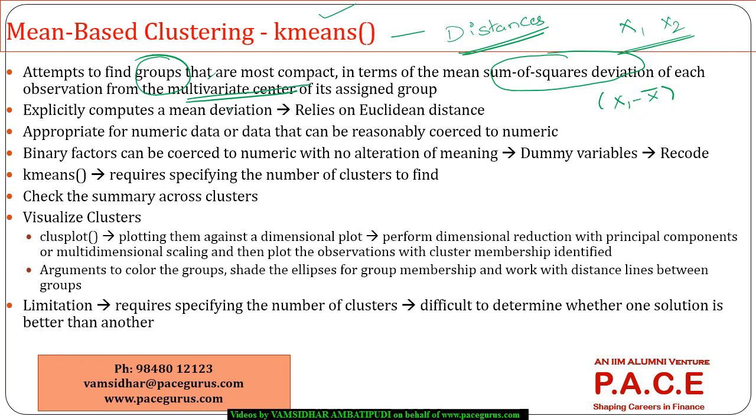So there is a computation of the mean and the deviation of observations from the mean. It is purely based on the Euclidean distance. The main difference is that there, each observation-wise distance is computed, whereas here the distance is computed with respect to the multivariate center of that particular group. So here most of my variables need to be numeric data only. If they are not numeric, they have to be coerced, forcefully converted to numeric.